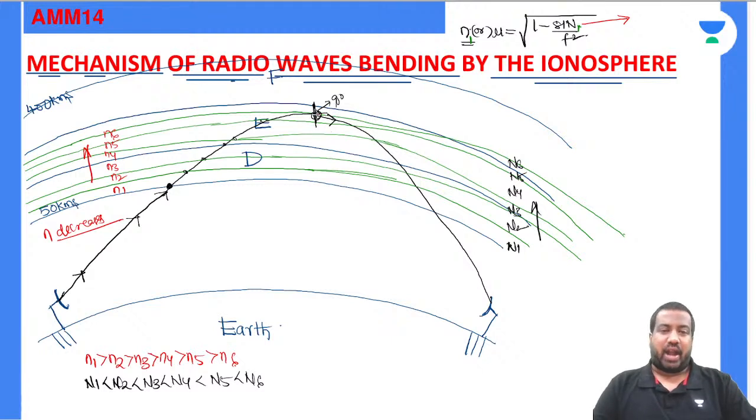Now you tell me, at this point, how much is the n value? Out of the available n values, can I say it is at the maximum value? That means you compare the n value here with n1, n2, n3, n4, n5. In comparison with the previous n values, the capital N value, the ionic density value, is it maximum or minimum? How is the ionic density? Is it maximum or minimum?